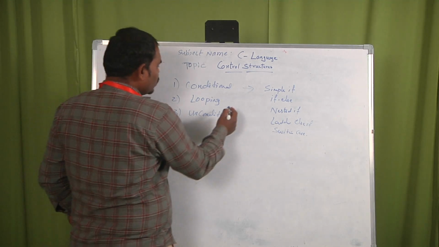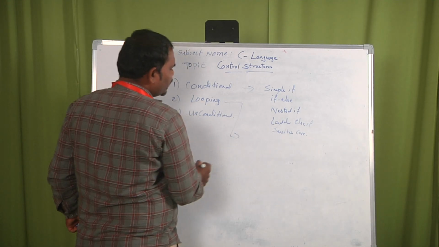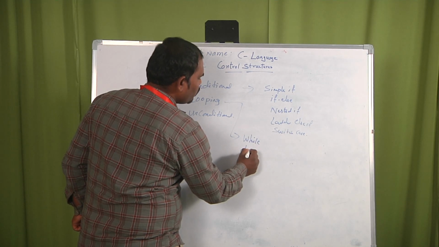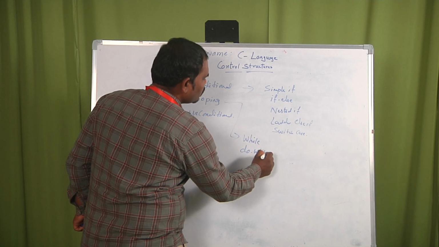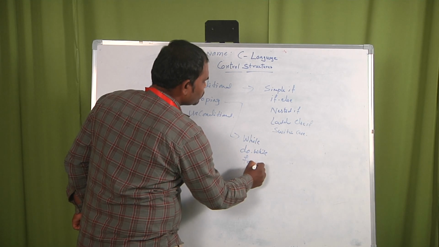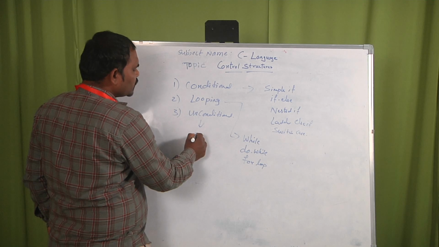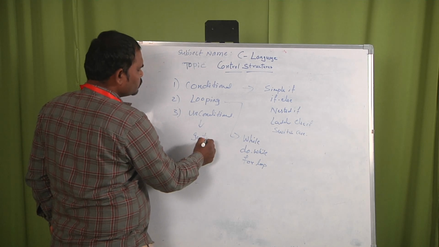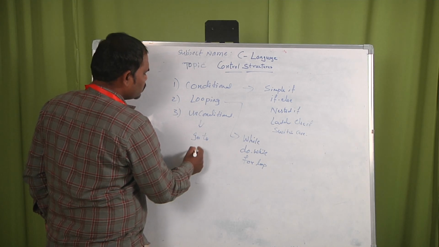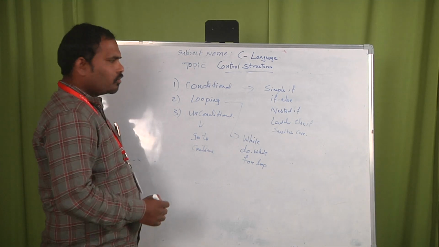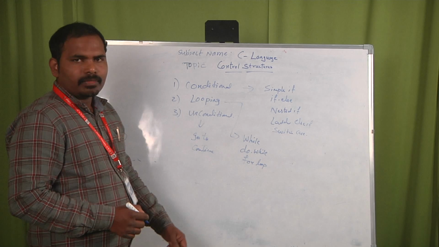Loopings will be classified into three types: while loop, do while, and for loop. Unconditional can be classified into two types: goto and continue. So first we are going to start from simple if.